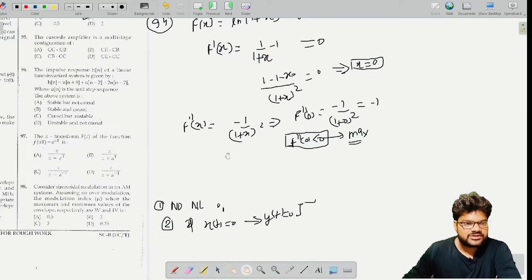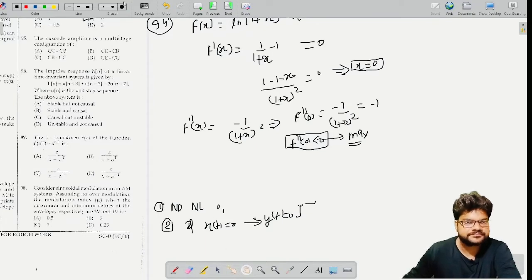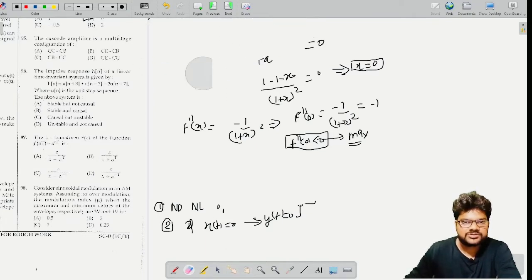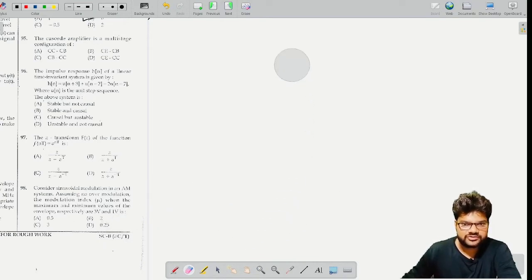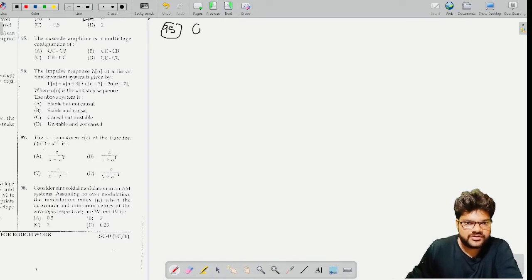So let's go to the next question, number 95. This is from analog circuits. The question is: a cascade amplifier in multi-stage configuration is... So we have to find out what are the configurations of the BJTs. In case of a cascade amplifier, how are the BJTs connected? One BJT is connected like this, this is VB1, okay, and one BJT is connected like this, this is grounded and this is VB2, okay.